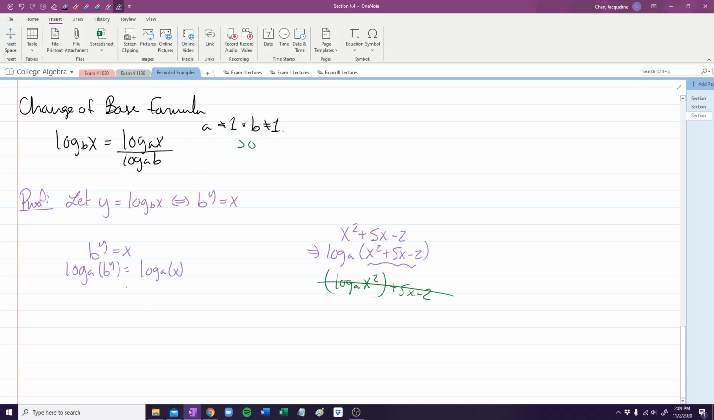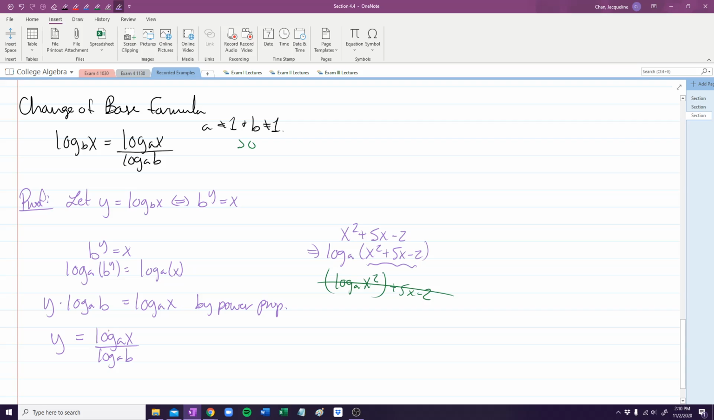Going back to our problem, since this exponent is in my argument, I can apply the power property. So this becomes y times log base a of b, which is equal to log base a of x, by the power property. I guess I should have told you, our goal is to solve for y. So now I'm going to divide both sides by log base a of b. So y is going to be log base a of x divided by log base a of b.